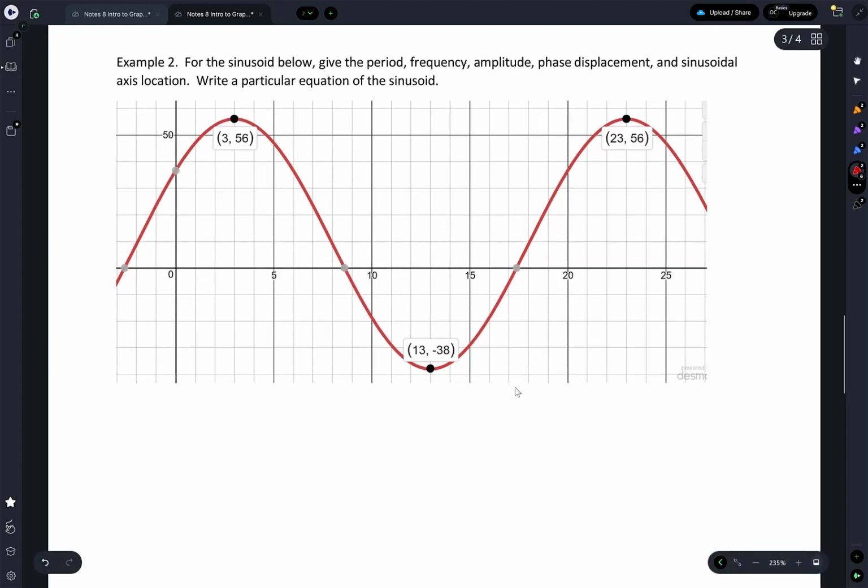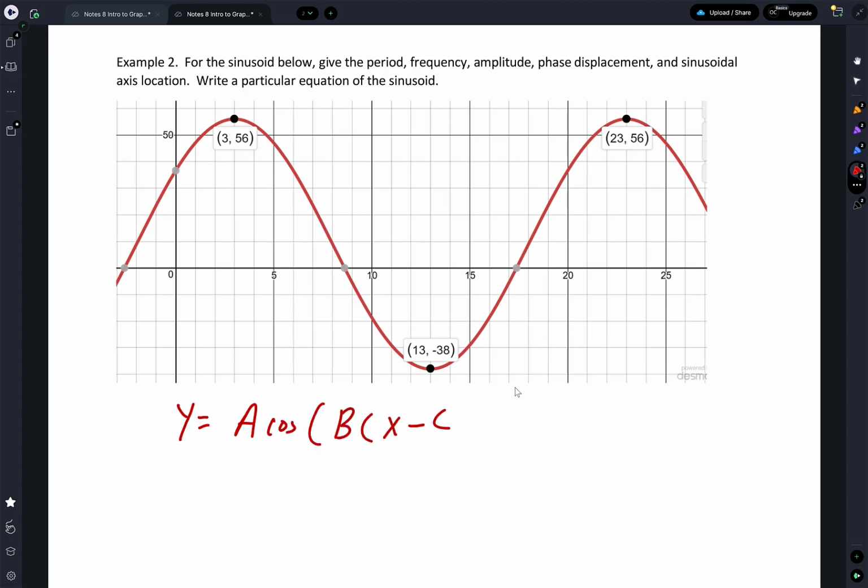Okay, so right off the bat, here's what I want you to do. Y equals A, and all we know right now is cosine. So Y equals A cosine, open parenthesis, B, open parenthesis, X minus C, close, plus D. That's all you know. Let's see, which one's the easiest to get? Probably the midline. I think the midline is the easiest to get.